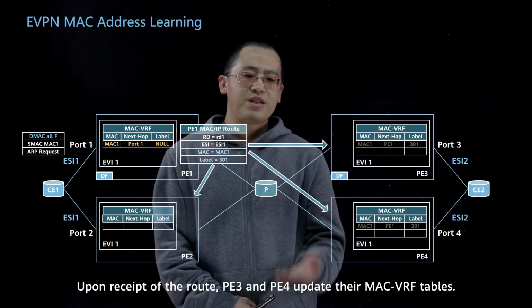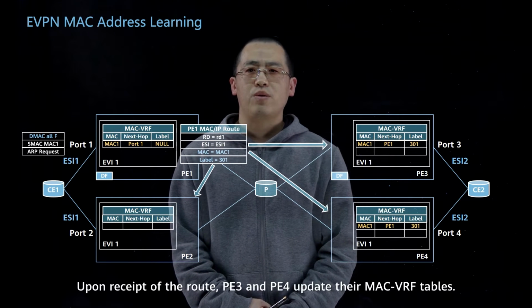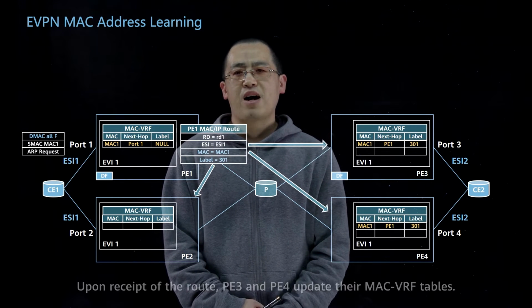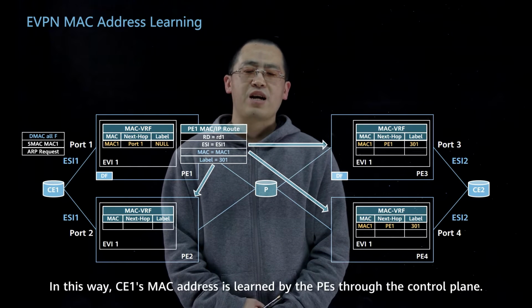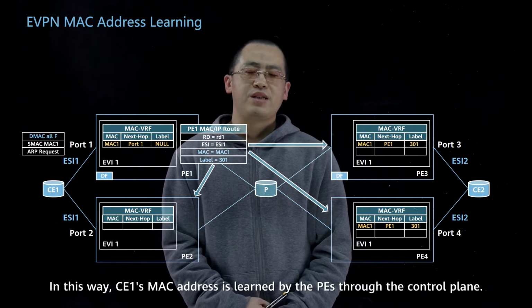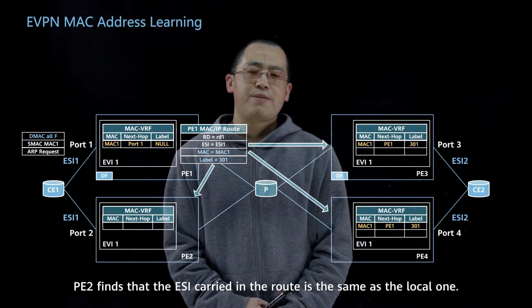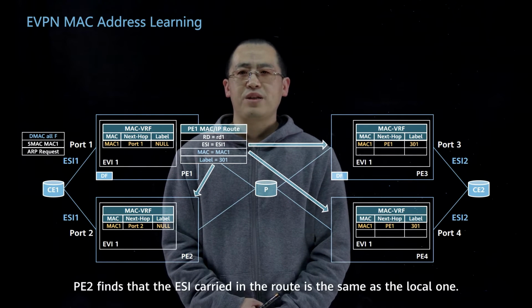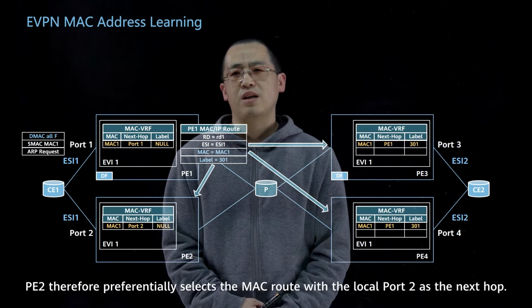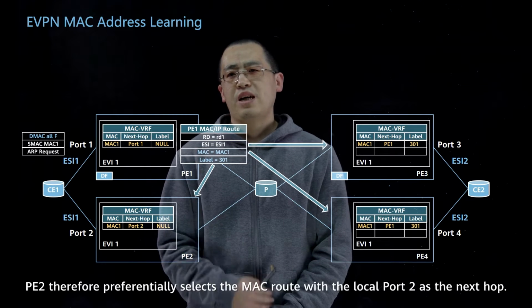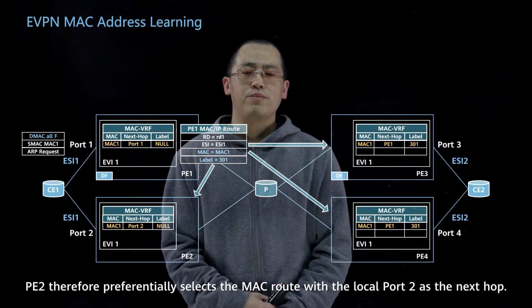Upon receipt of the route, PE3 and PE4 update their MAC VRF tables. In this way, CE1's MAC address is learned by the PEs through the control plane. After receiving the route, PE2 finds that the ESI carried in the route is the same as the local one. PE2 therefore preferentially selects the MAC route with the local port 2 as the next hop.